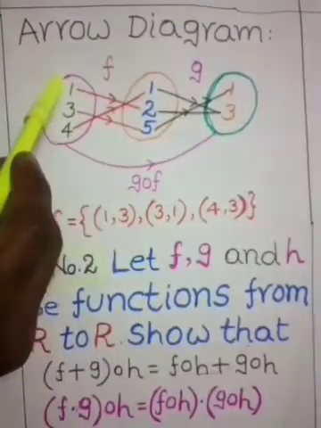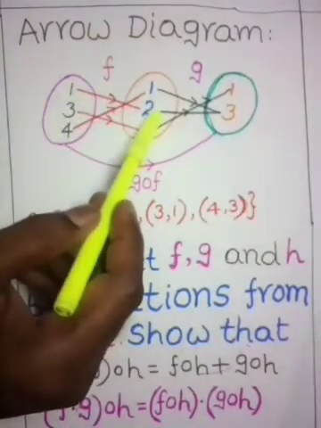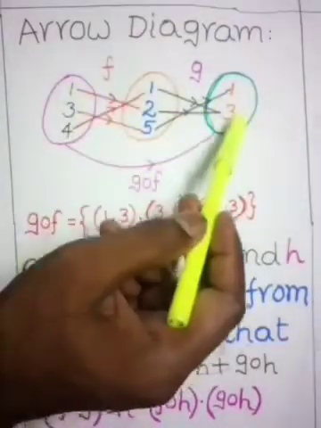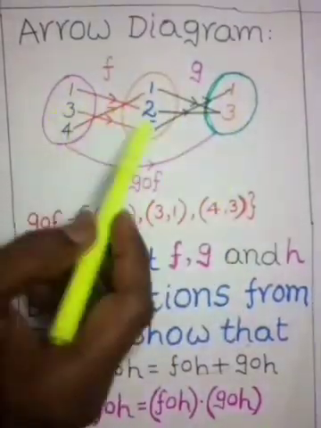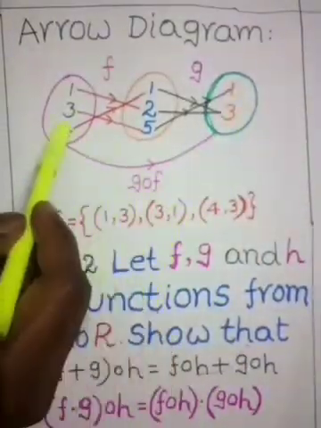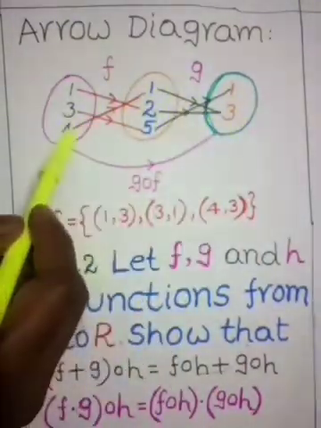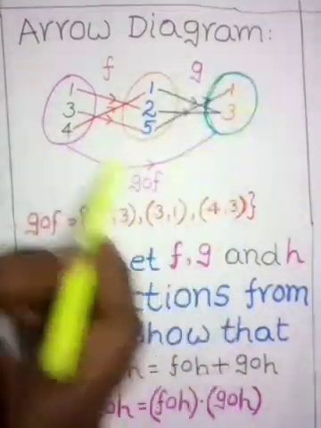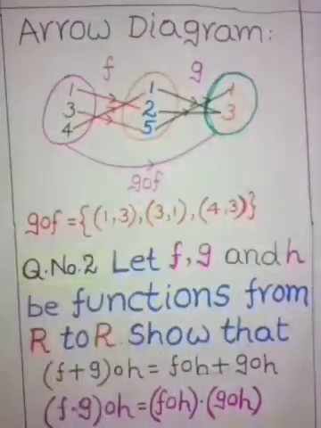Now g∘f. Here, for 1, we take the first and last elements: 1 goes to 2 to 3, so (1, 3). For 3, it goes to 5 to 1, so 3 and 1 only, (3, 1). Similarly, 4 goes to 1 to 3, so (4, 3). Understood? This is the arrow diagram of g∘f.